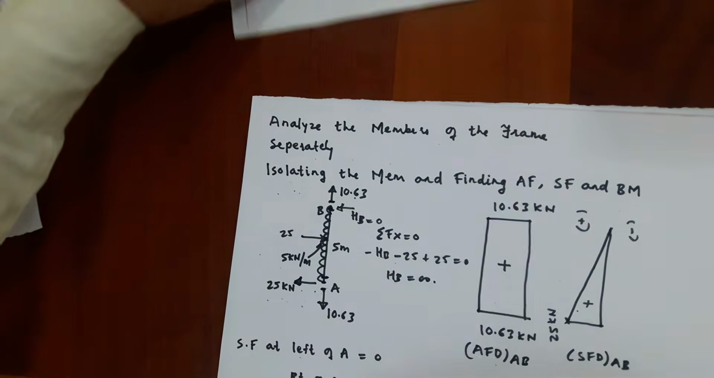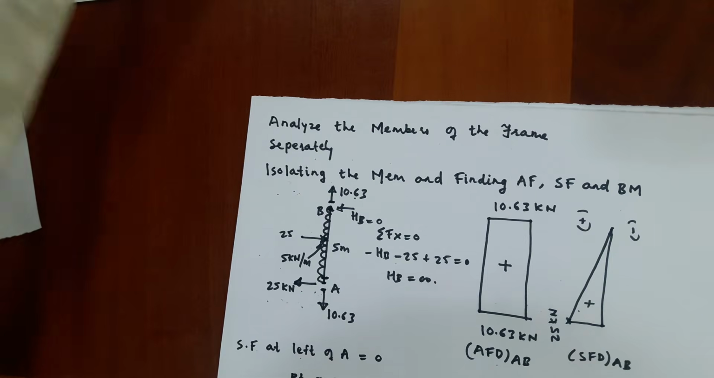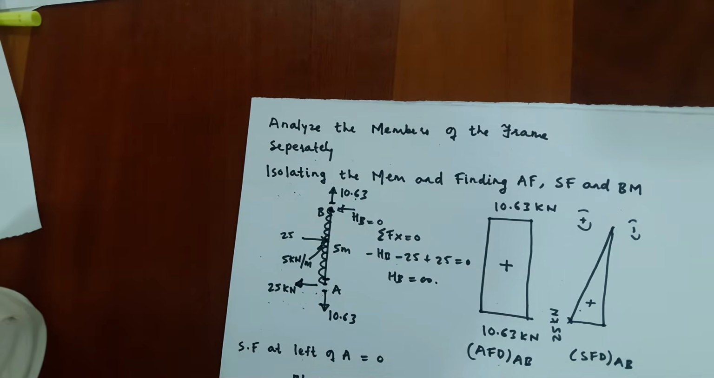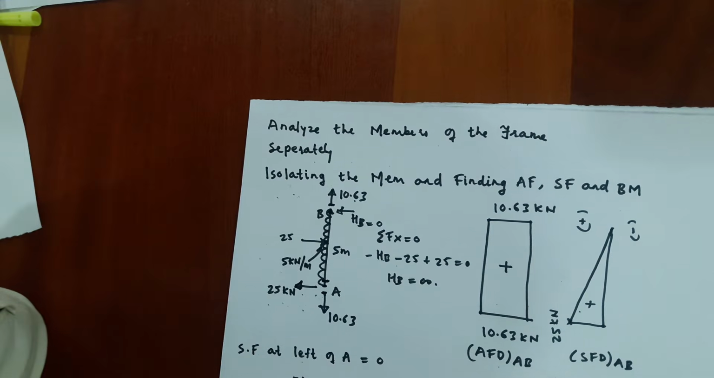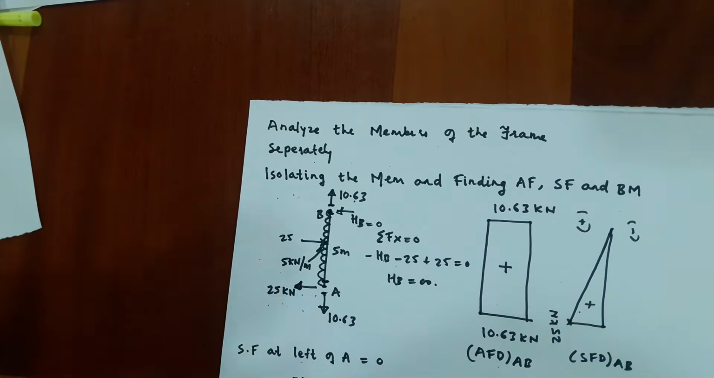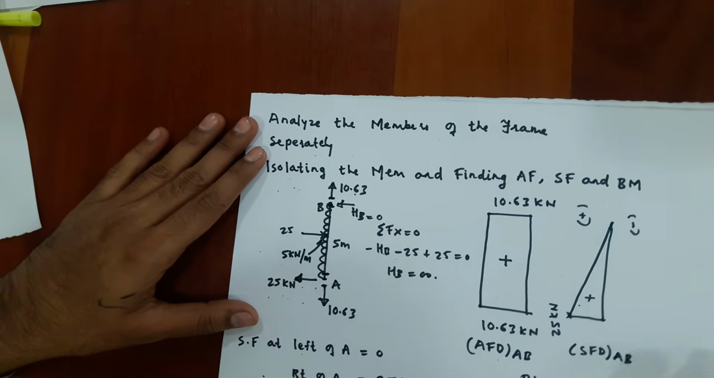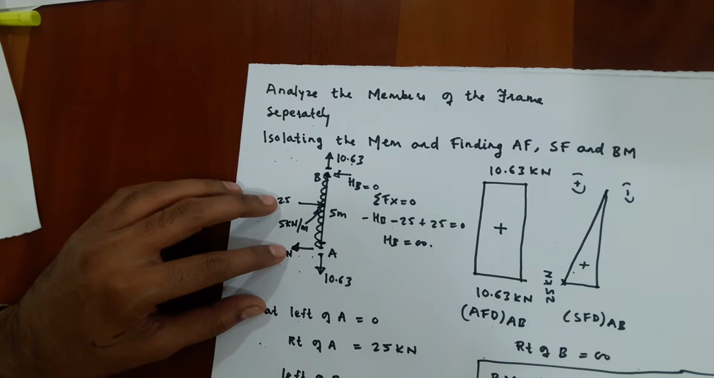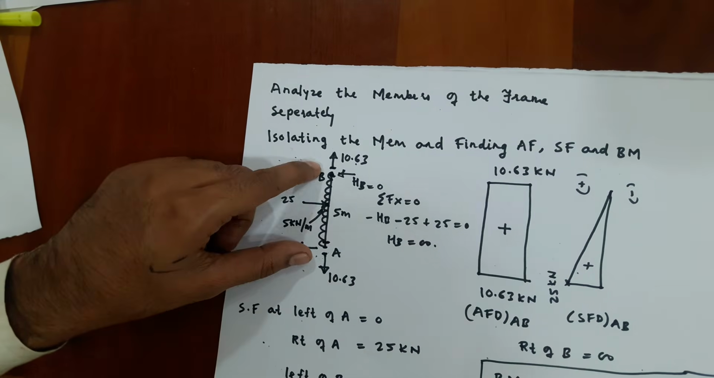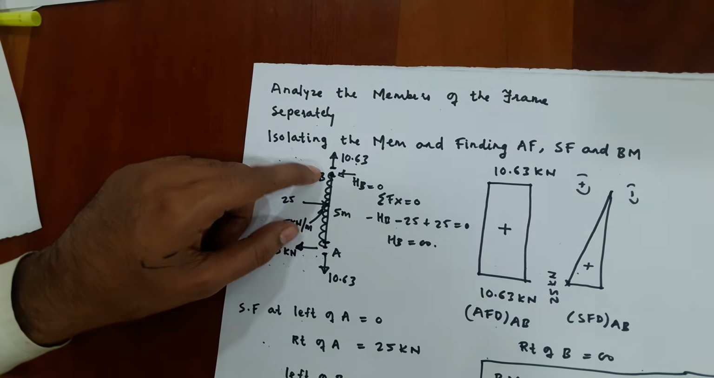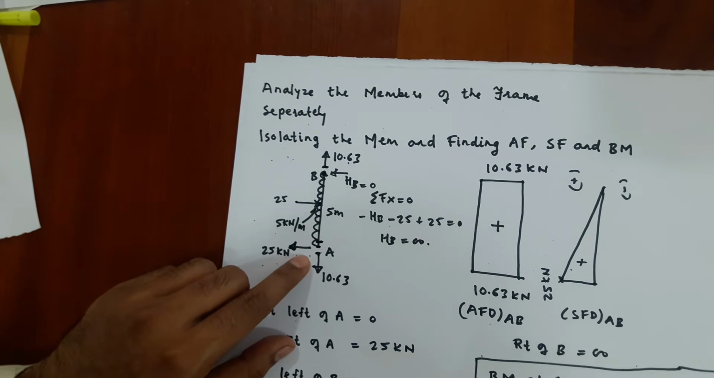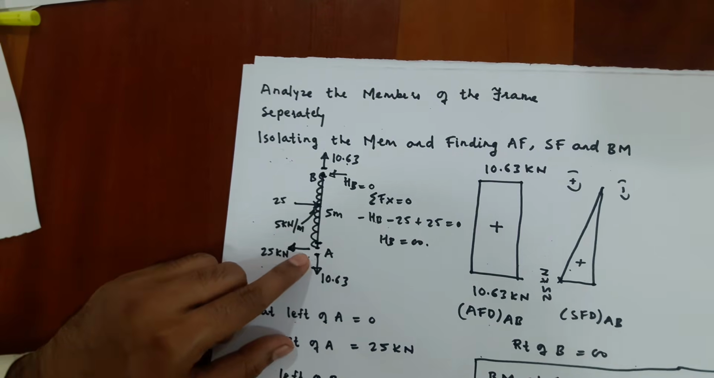Go back to my video on the sign convention of internal forces. What is the sign convention for axial force, for shear force, and for bending moment? Refer to that video and you will identify how to define the sign convention. Now we have to go from A to B to find the moment at B, and we have to consider all the forces and loads.